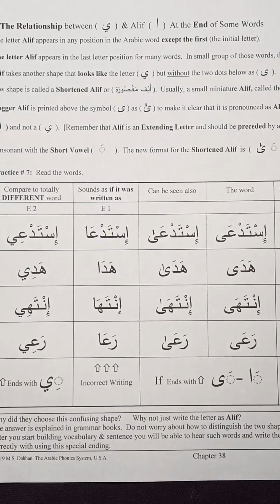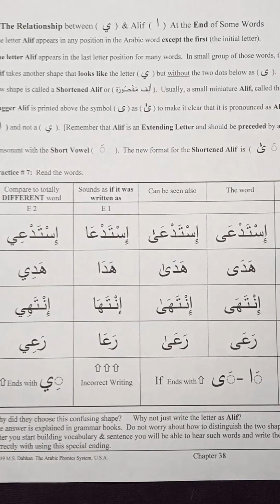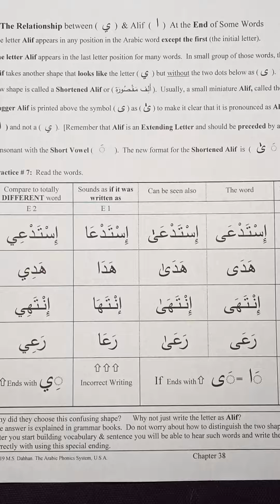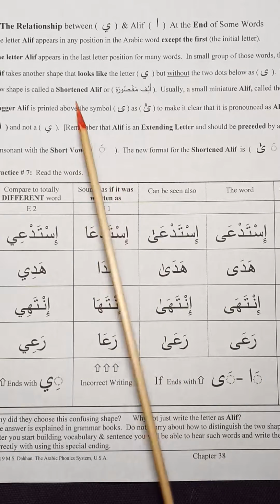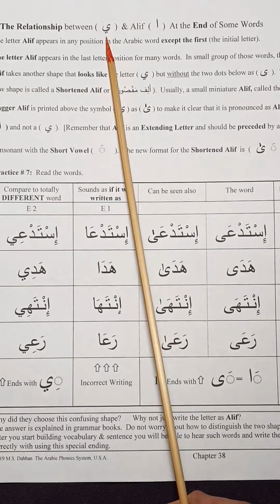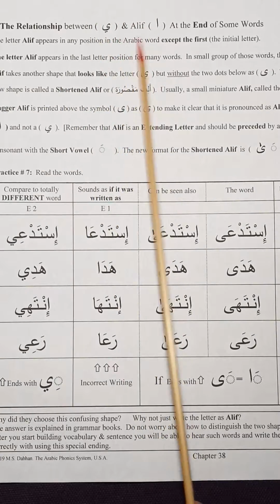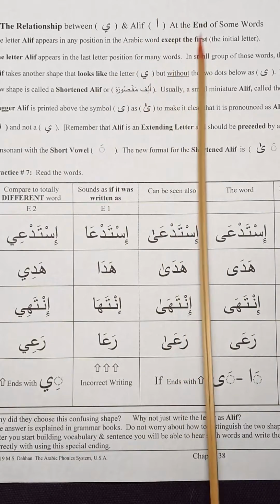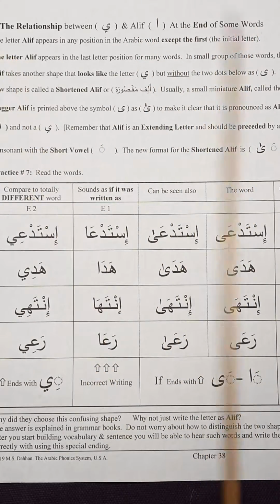All right, chapter 38. This is the second part of it. This is page 223, and we're discussing here the relationship between the letter alif, the letter yaa, and the alif that have no sound at the end of some words.